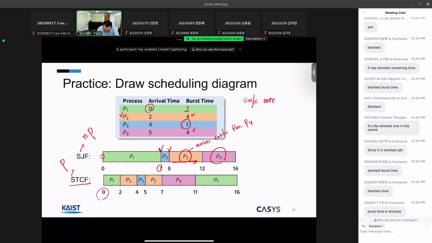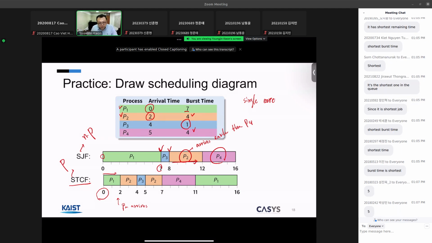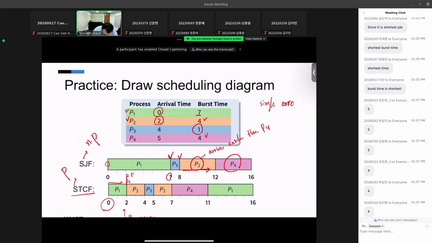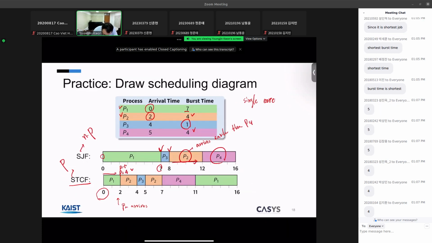First, at time 0, only P1 exists, so it executes. At time 2, P2 arrives. STCF compares the time to completion of P1 and P2. What is the time to completion of P1 at time 2? P1, 5. P2, 4. So P2 is selected.